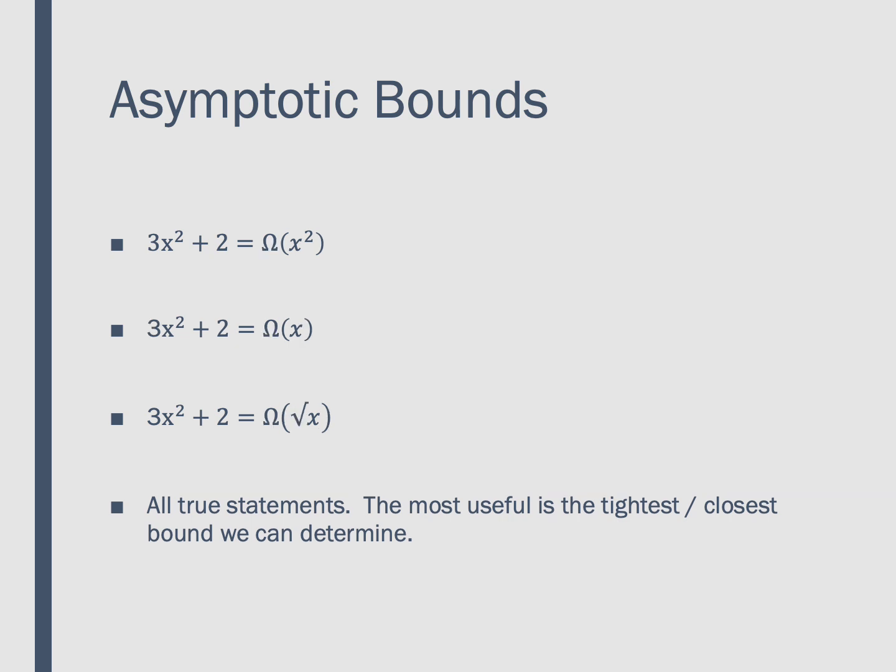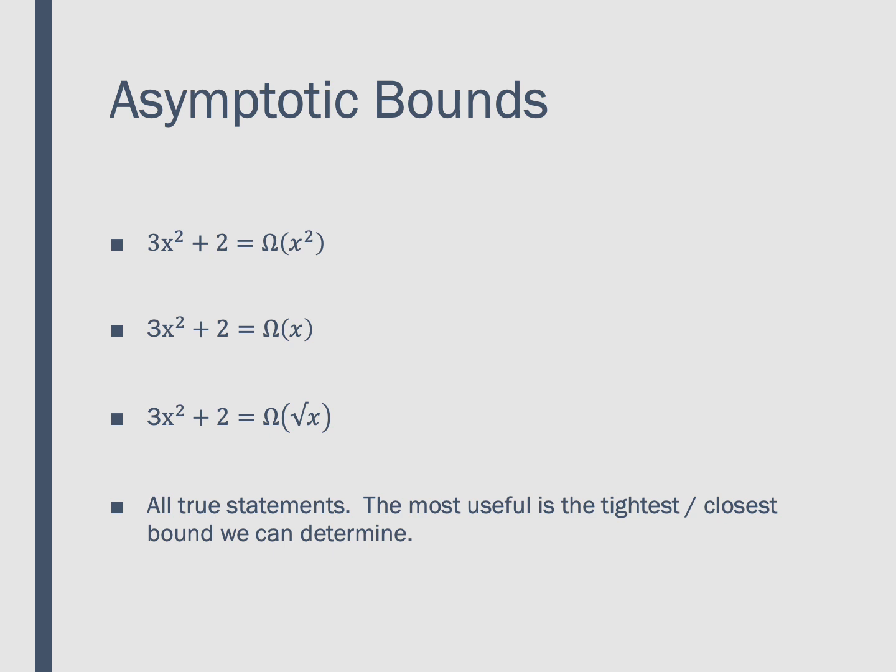Okay, now let's examine how to use big omega notation to describe the lower bounds of a function. Remember, big omega gives us the best case scenario or the minimum growth rate of a function. Here we have the expression 3x² + 2 and we are analyzing it in terms of lower bounds.